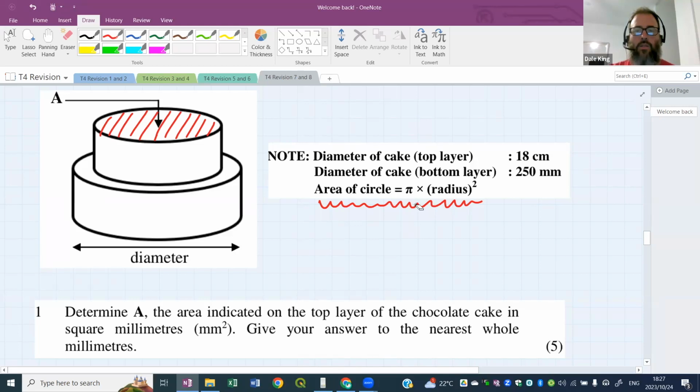Pi, now if they don't give you pi like that, let's use 3.142. All right, they should give you pi. Let's use 3.142 as our pi as usual. All right, work out the area for me, please. Should take you a couple of minutes.